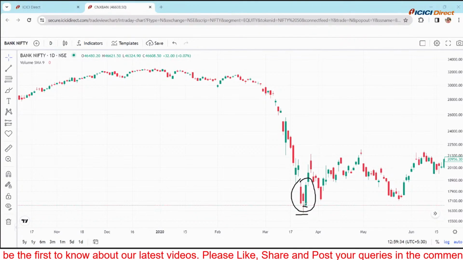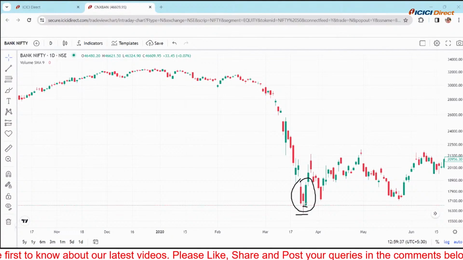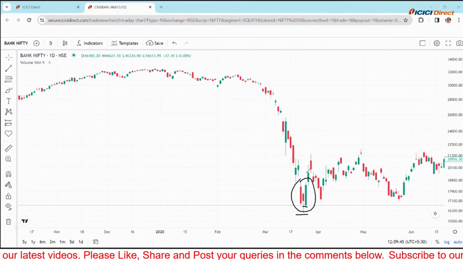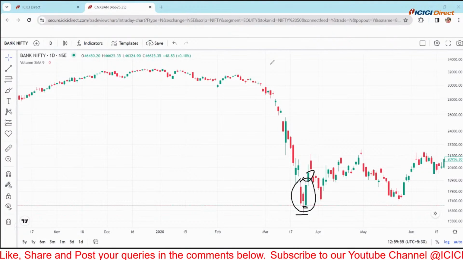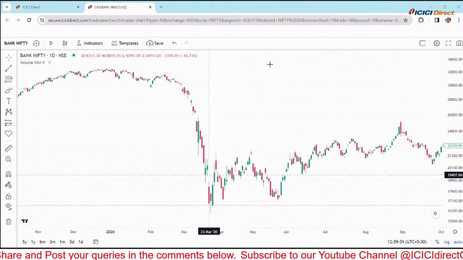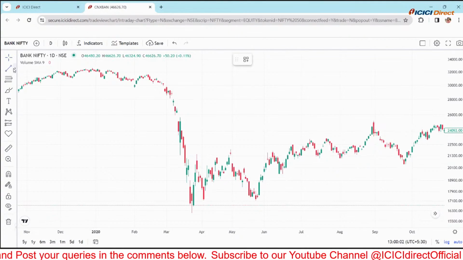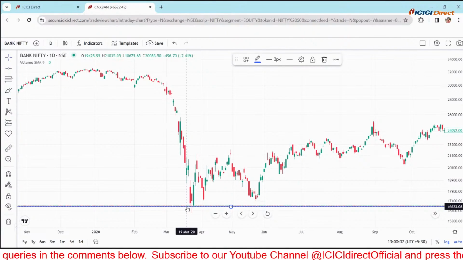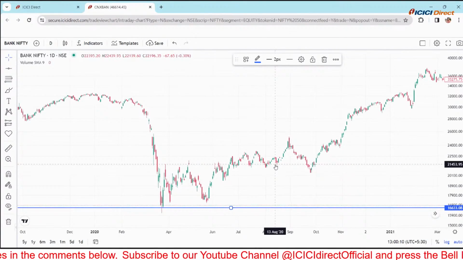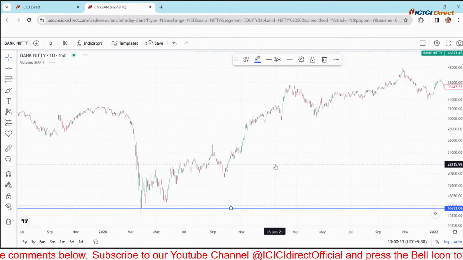Stop loss would have been this point. At this point, the risk to reward ratio is the best. We have a confirmation. This low is not taken out. If somebody with the proper psychology had kept his stop loss at this level, I'll just draw that level for you guys. Suppose this is 16,633. I think he would have captured the trade of the century.